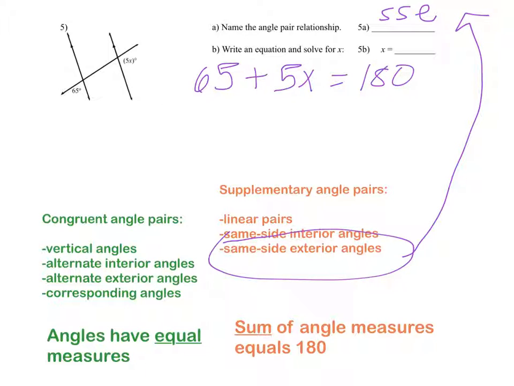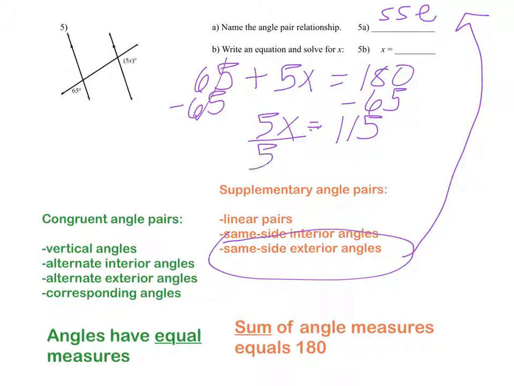All right, now the rest is just algebra. So we're going to start by subtracting 65 from both sides. On the left side, we still have 5x. And on the right side, we have 115. And then we're going to divide both sides by that coefficient of x, the 5. When we do that, x is now by itself, and 115 divided by 5 is 23. So x is equal to 23. So that is the second answer for question number 5.